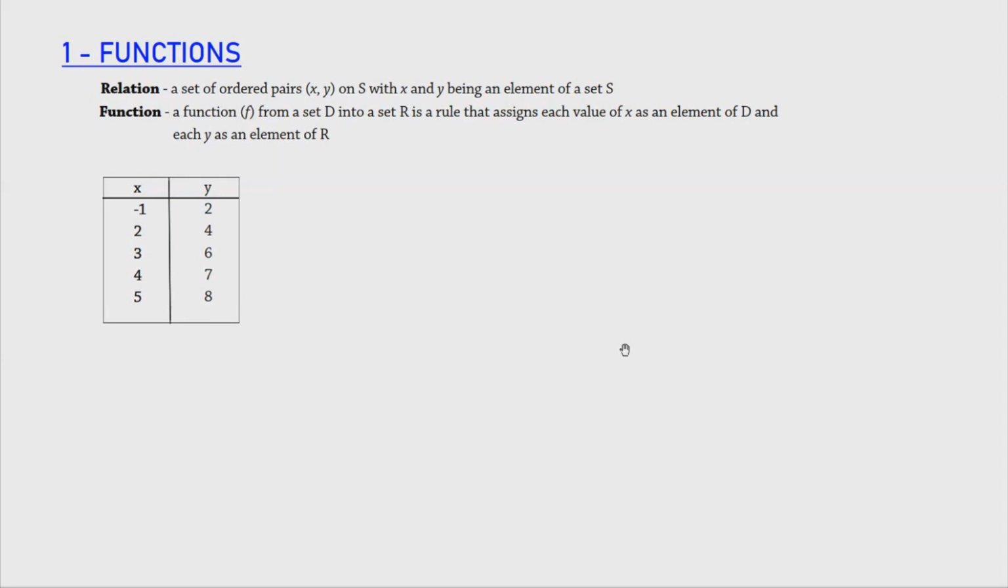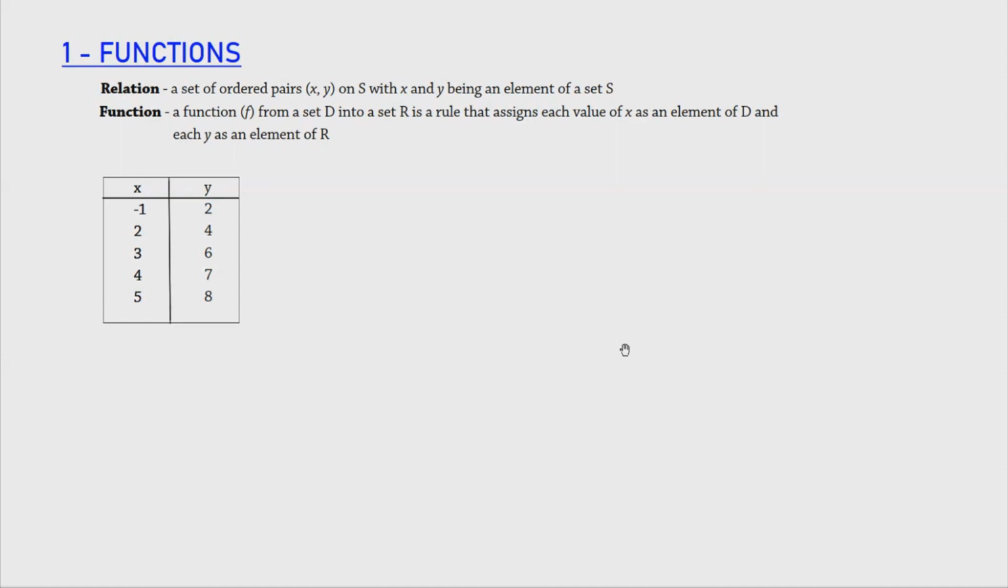So what you can see now on your screen is a simple definition of relation and function and some table. Let's first describe what functions are. Before we could use it in some more complex operations, we need to define what a relation is first. So a relation, kung tatagalogin natin, it's a relasyon. A relation, by definition, is a set of ordered pairs x, y on S with x and y being an element of a set S.